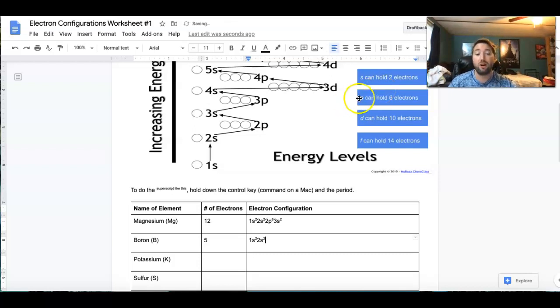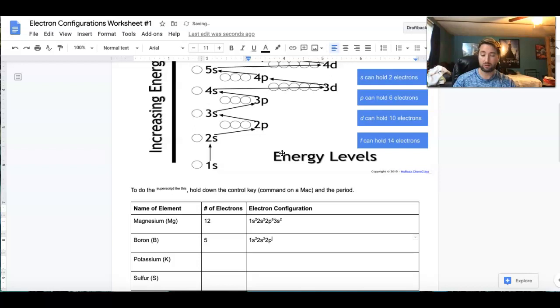Now, if you count the number of electrons that you've given out, we've given out 2 in 1s, so that's 2 electrons, plus these 2 makes 4. So I've only got 5 minus 4, I've got 1 left. After 2s is going to come 2p.